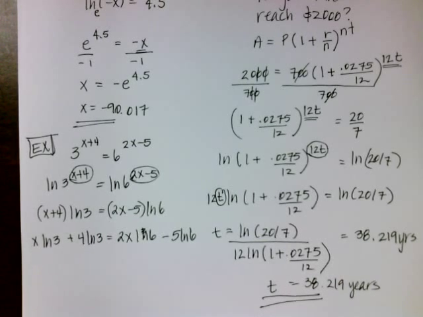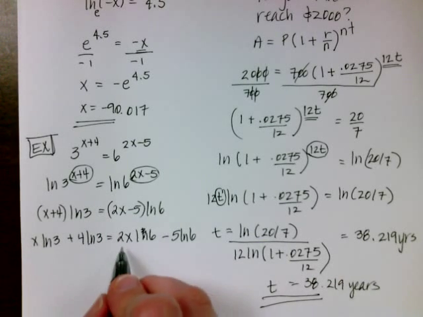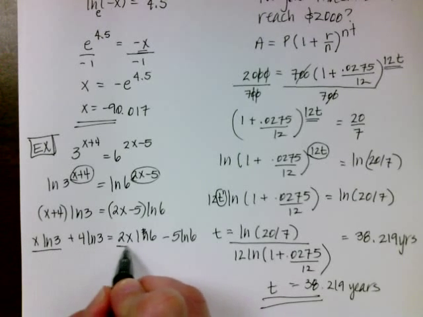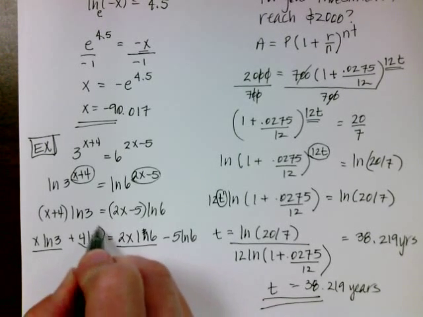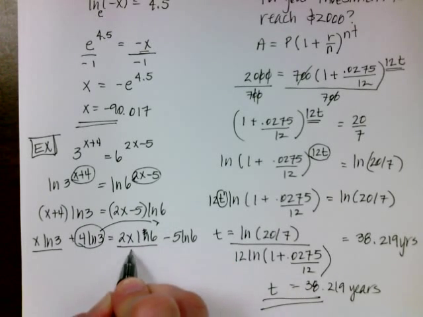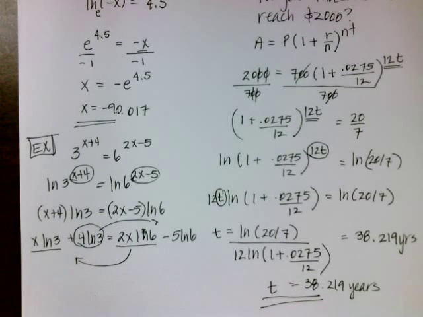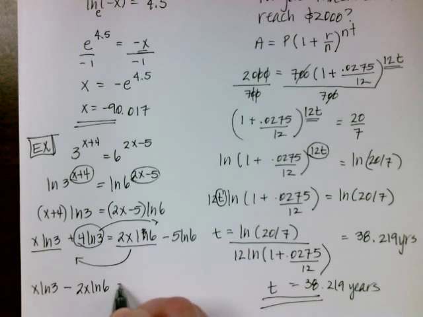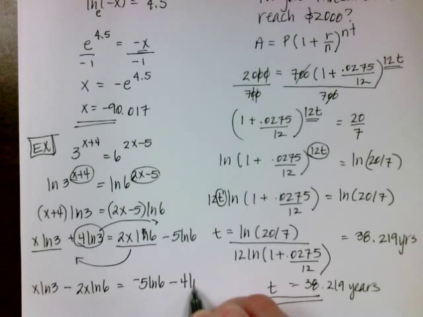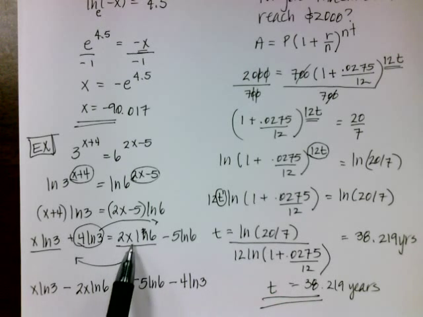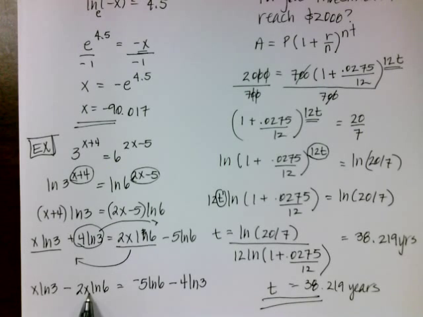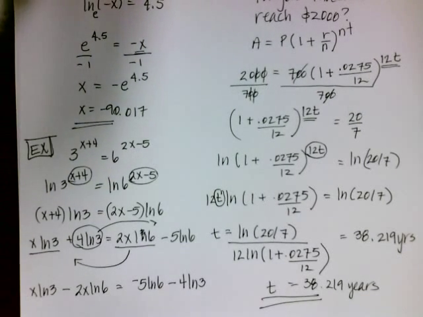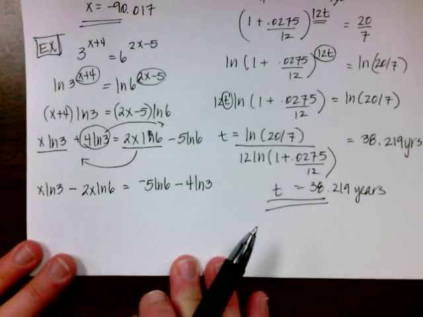So now if I'm trying to solve for x, I need to put all of my x things together. So this is an x thing, and this is an x thing, and I'm going to take this to that side and this to that side. Okay? So I'm going to do x natural log 3 minus 2x natural log 6 equals a negative 5 natural log 6 minus 4 natural log 3. So I took this expression to this side, so signs change, okay, and then I took the 4 natural log 3 to the other side.